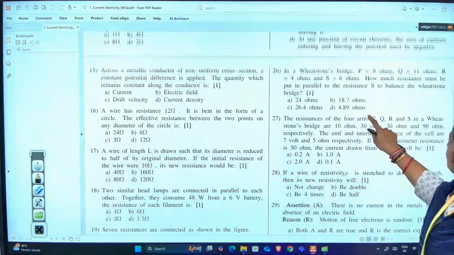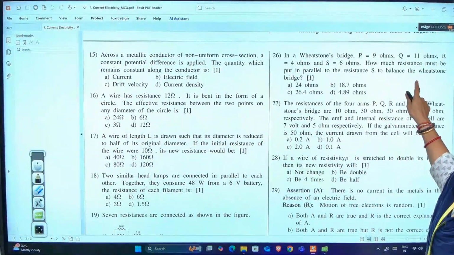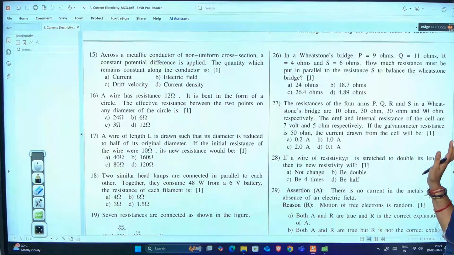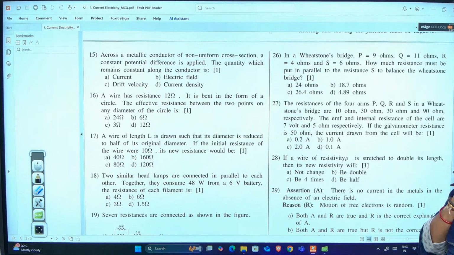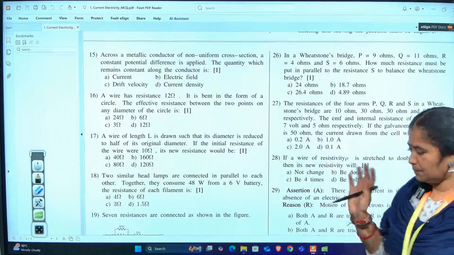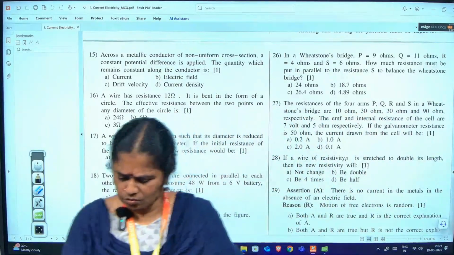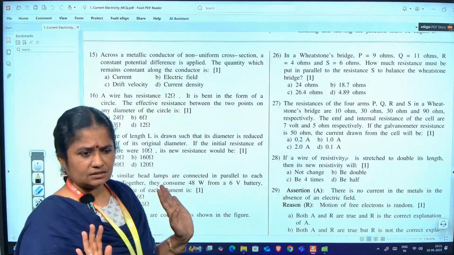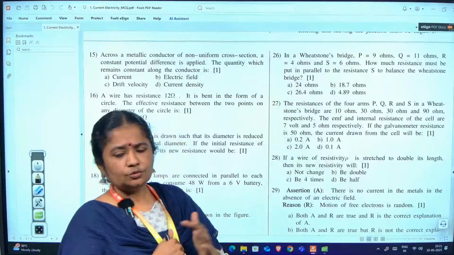Now, in a Wheatstone bridge, P is equal to 9 ohms, Q is equal to 11, R is equal to 4 ohms, and S is equal to 6 ohms. How much resistance must be put in parallel to the resistance S to balance the Wheatstone bridge? How do we do this? It is simple. I have said this repeatedly about the Wheatstone bridge. P by Q is equal to R by S. That is your condition. How will you approach this sum?